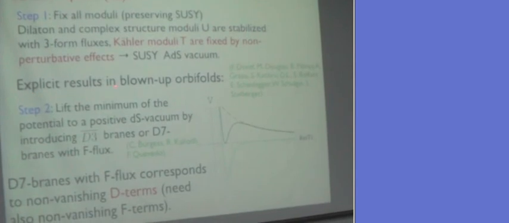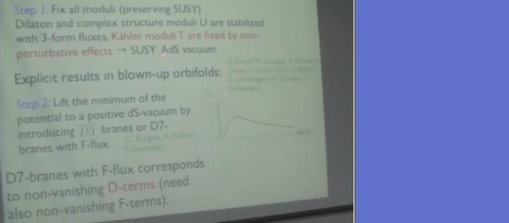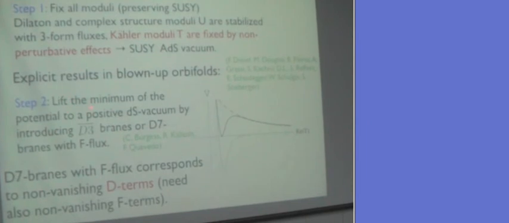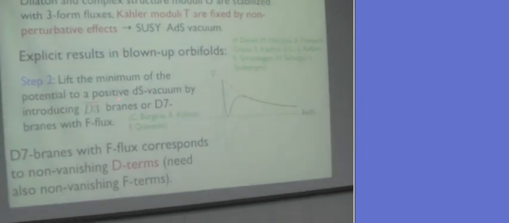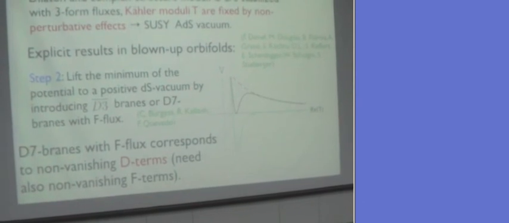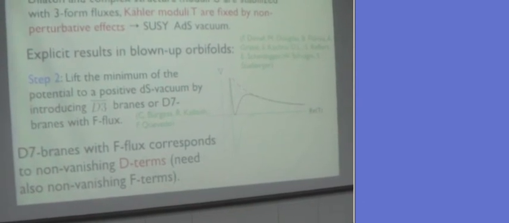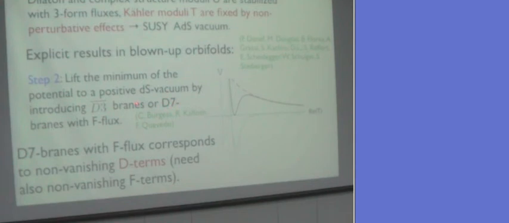And in the second step, because AdS is a vacuum with negative cosmological constant, one should think about mechanisms to lift the minimum of the potential to a positive de Sitter vacuum, and there are certain proposals in the literature, like adding anti-D3 branes or D7 branes with so-called F-flux. And indeed, this latter mechanism is the one which I want to discuss now in the last 10 minutes or so, namely this introduction of the D7 branes is nothing else than turning on non-vanishing D terms.